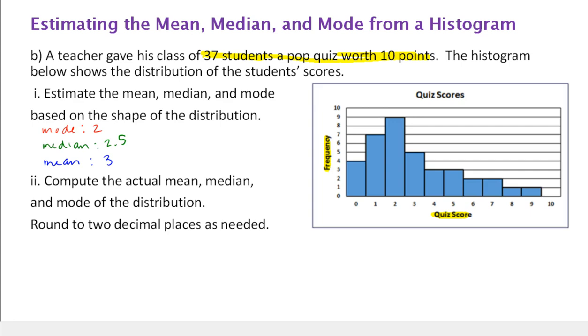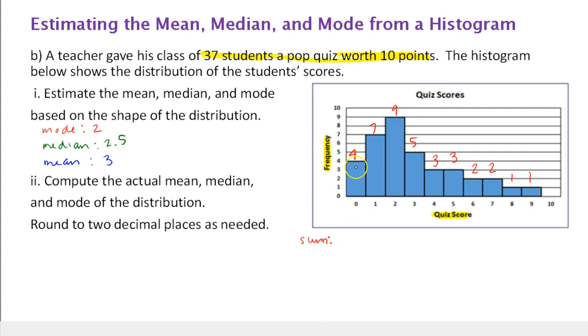Just like we did with the frequency table, I'm going to label the frequency for all of these bars, and then we're going to find the products and sum them to find the total sum of scores. So here there's 4 zeros, 7 ones, 9 twos, 5 threes, 3 fours, 3 fives, 2 sixes, 2 sevens, 1 eight, and 1 nine. And I'm going to multiply along the way.